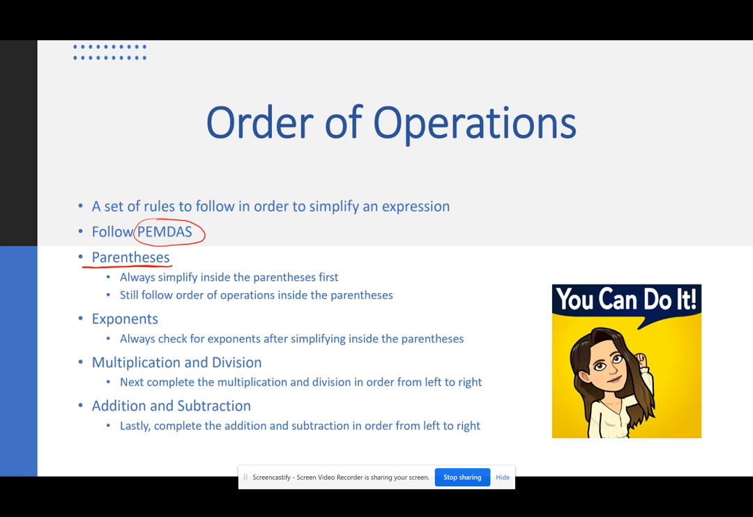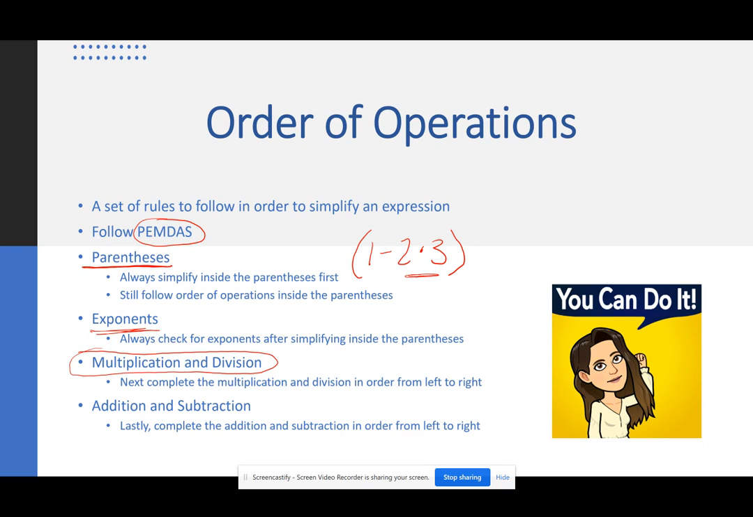So you always simplify inside the parentheses first, but you also still want to follow the order of operations inside the parentheses. So if you have 1 minus 2 times 3, you want to do that multiplication first before you subtract. Your E stands for exponents, so after you get rid of any parentheses, you want to do any exponents. Next, we always group the M and the D together, so multiplication and division are grouped together.